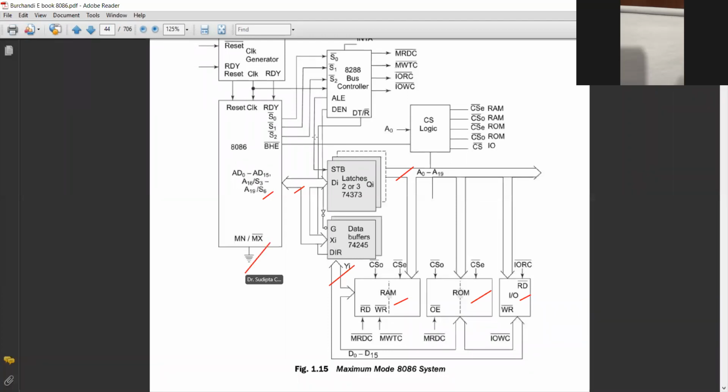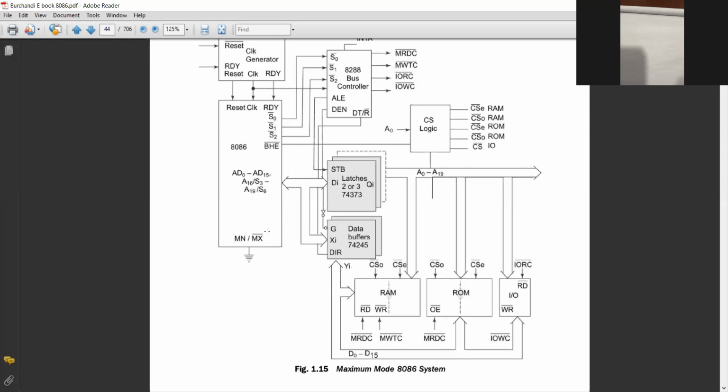In the previous case, MN/MX bar was connected with VCC. Over here, in these portions, there is MN/MX bar now connected with ground. Means now it's in maximum mode. Is it clear?